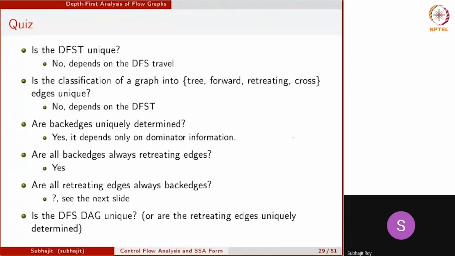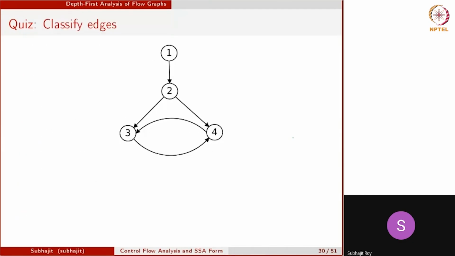Like you guys already gave me an example. So what is a DAG? The DAG is we remove the retreating edges and we get a DAG. You already showed that the retreating edges can exchange, there can be a swap between the retreating edges and the other type of edges. So if that is the case, then the DAG can change. And the example that we have is exactly the same example that you gave me.